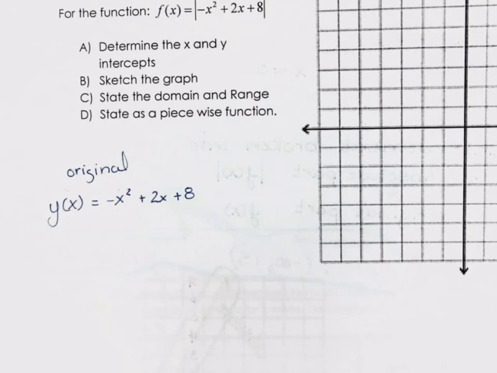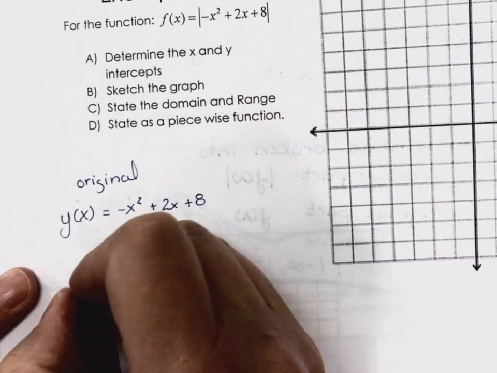Okay. So let's find our vertex. X equals negative b over 2a, right? So we'll use our secret formula.